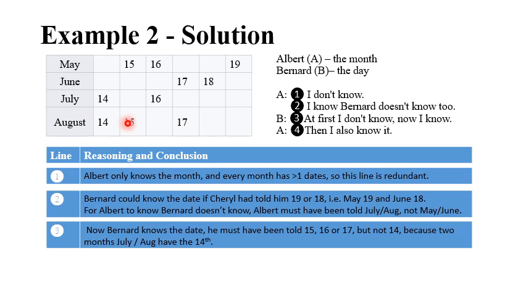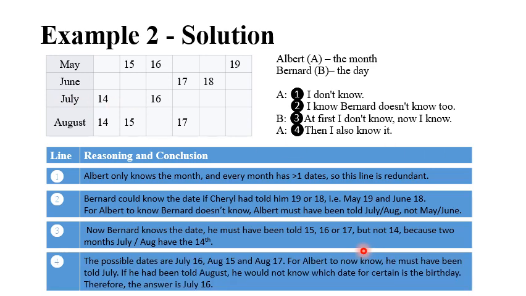Because if Bernard is having either 15 or 17, then Albert is not able to determine which day is Cheryl's birthday, because again there are two choices, August 15 or August 17. Therefore, the only choice is that Bernard is having 16 and Albert is having July. In other words, Cheryl's birthday falls on July the 16th. Did you get the answer?